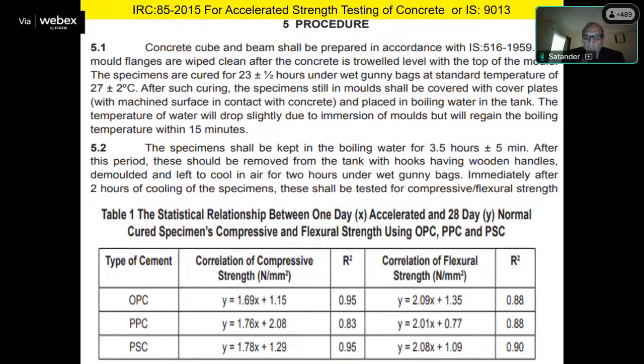And just wash the cube. Next day, boil in water for 3.5 hours. Whatever strength you are getting, it is X. If you put this X value here, then you will get the 28 day strength the next day. So within 2 days, you can find out the 28 day strength as per the codal provision. There is an IRC code also, and an IS code also. Both you can follow. Now this code has come in IS 516 also. So we can go for this.